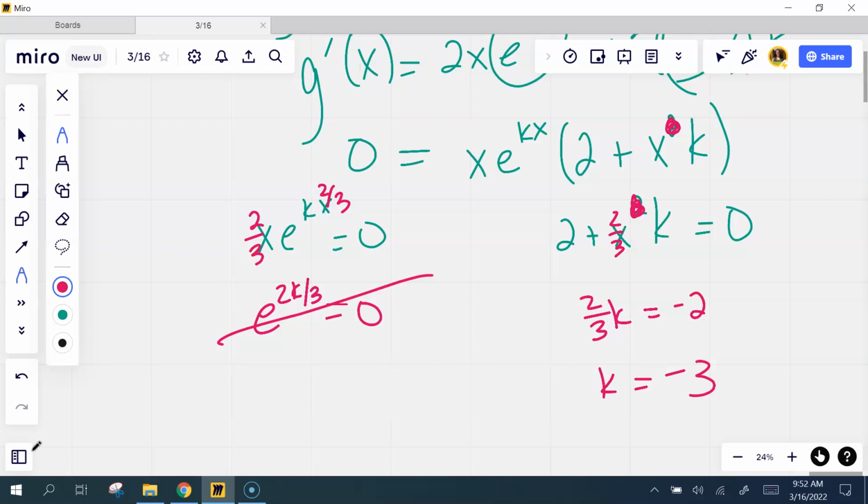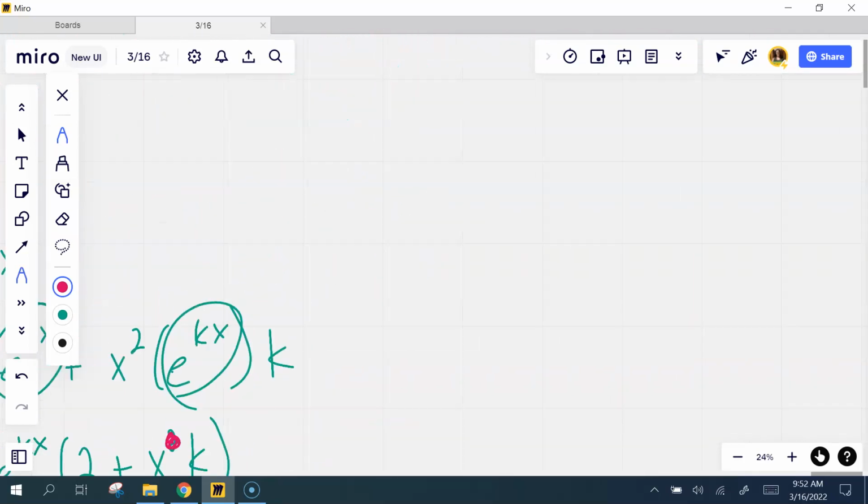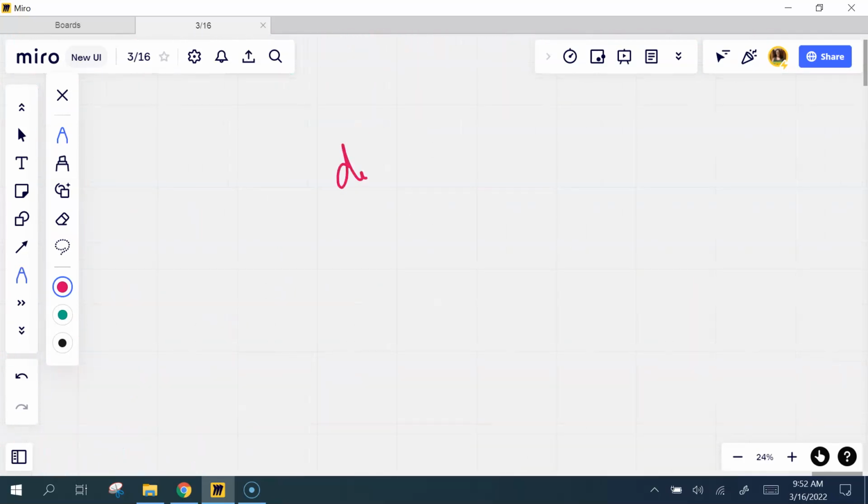All right, 25. Which of the following is the solution to the differential equation dy dx? So, oh, we finally have a diff eq.